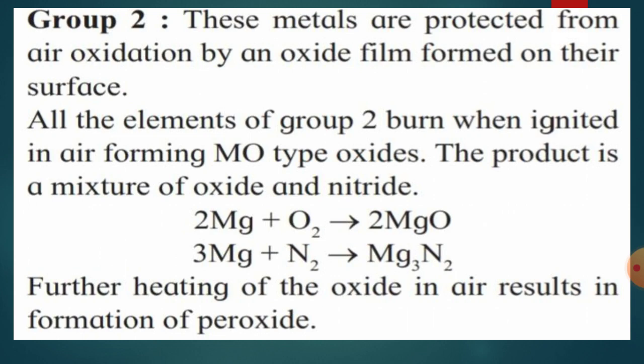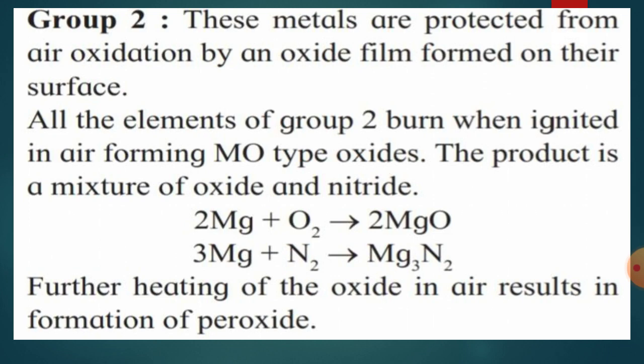Reaction with oxygen. These metals are protected from air oxidation by an oxide film formed on their surface. Group 2 metals will be protected from air oxidation. How? By an oxide film, a layer formed on their surface. Hence, all the elements of group 2 burn when ignited in air, forming metal oxide, MO type oxide. The product is a mixture of oxide and nitride.